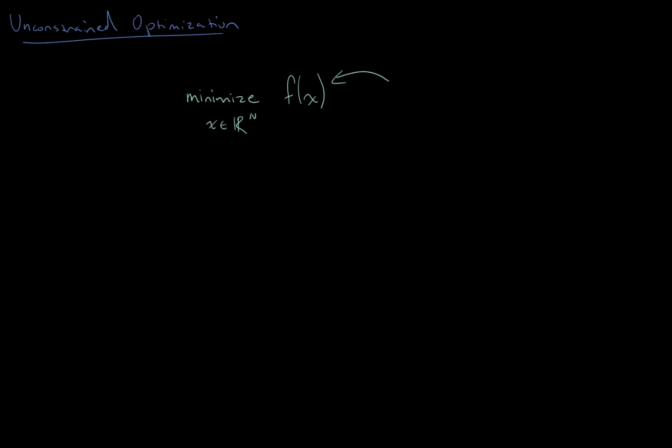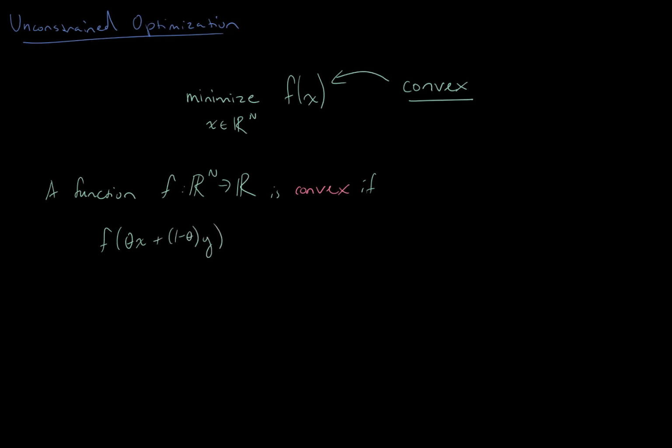f is convex. I've already talked about this a little bit in the informal sense, but more formally, a function f is convex if we have that f of theta times x plus 1 minus theta times y is less than or equal to theta times f of x plus 1 minus theta times f of y for all possible x, y in Rn, and for all possible theta between 0 and 1. So if you've never seen this definition, it might look a little complicated, but it's actually saying something quite simple.